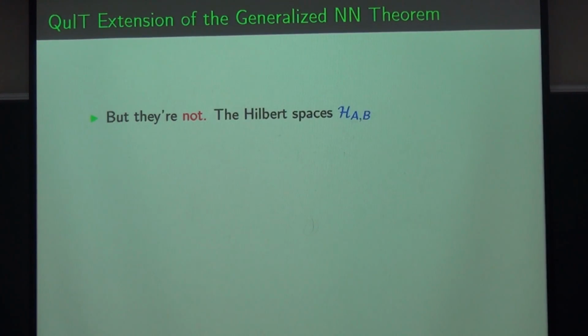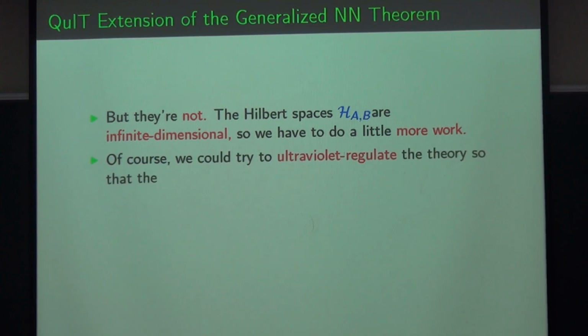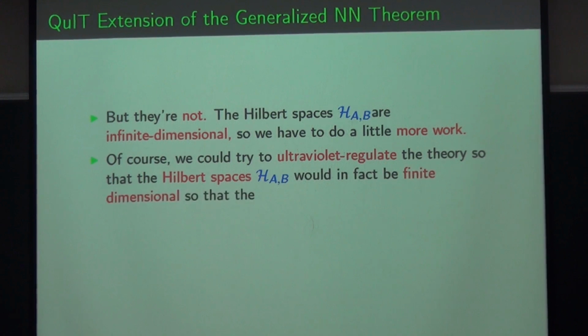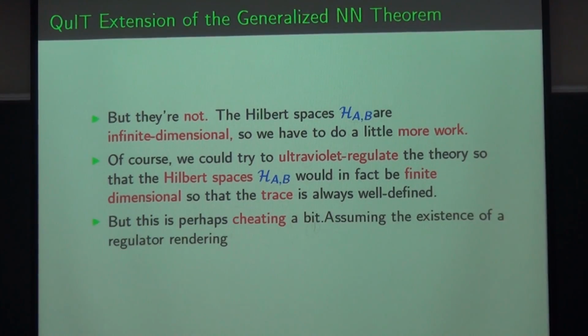So these are infinite dimensional. Now we could try to ultraviolet regulate the theory so that the Hilbert spaces would in fact be finite dimensional at the very beginning, so that the trace is always well defined. And it's true, if you can do that, then you're golden. But that's really cheating. You shouldn't do it that way.